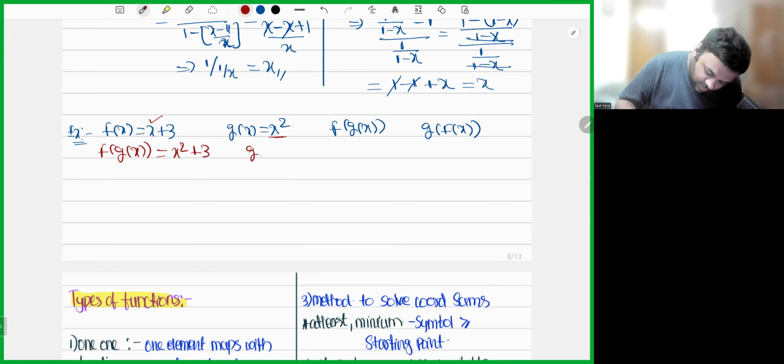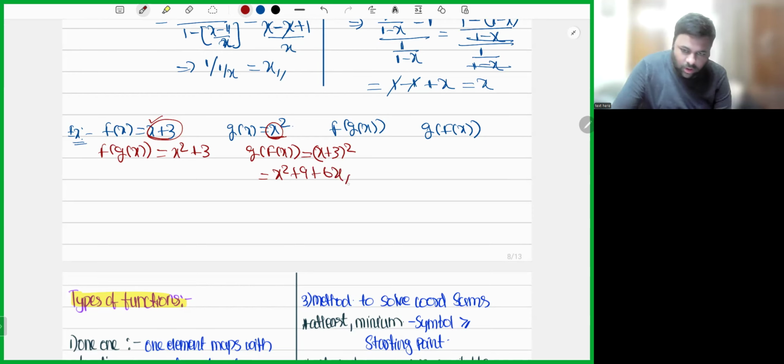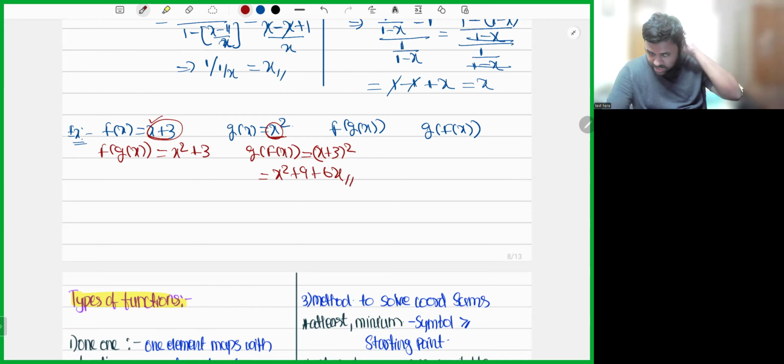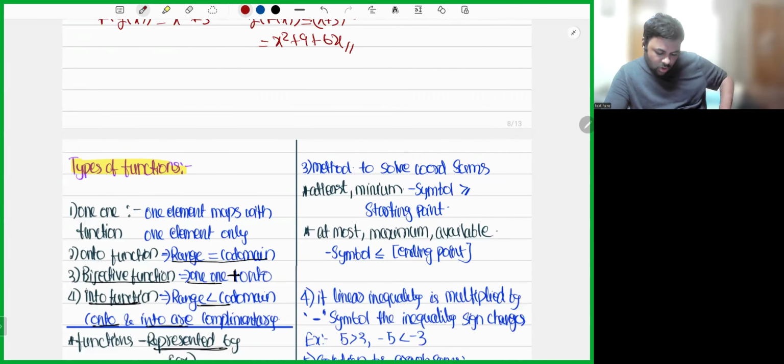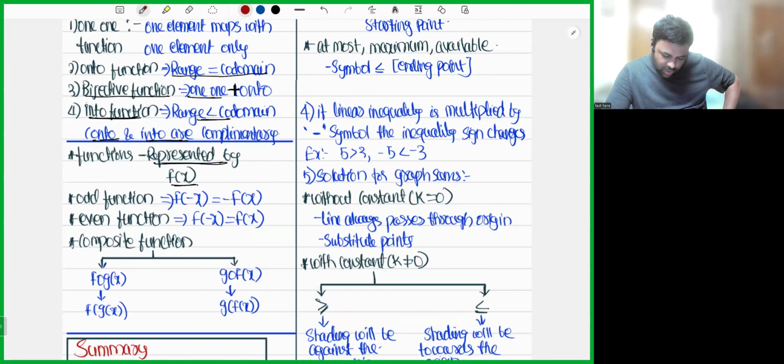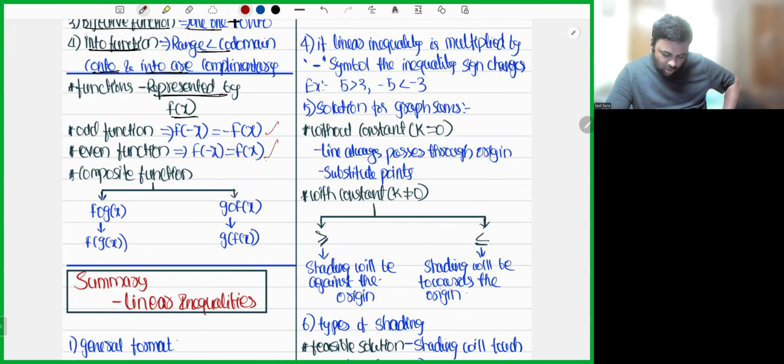Now g of f of x. Instead of x here, I'll substitute this one. X plus 3 whole square. X square plus 9 plus 6x. Okay. So I hope composite functions are also clear. We understood odd function. We understood even function. We understood composite function. Composite function means simply you are merging the functions together. That's called as composite function.